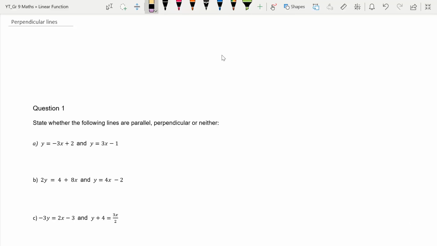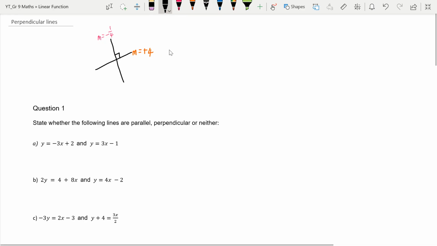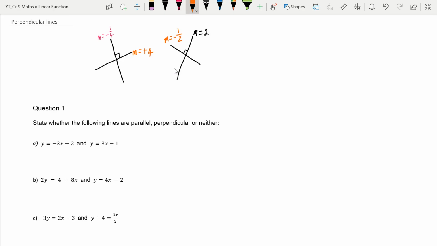Let's just quickly summarize what we saw in this, let's call it a demonstration. When lines are perpendicular, we saw that if the gradient of this one is, let's say, negative a quarter, then the gradient of this one will be the opposite sign, positive, and we flip it around, 4. And let's just write down another one. If we had these perpendicular lines, if the gradient of this one is equal to positive 2, then the gradient of this one will be negative 1 over 2 if the lines are perpendicular.